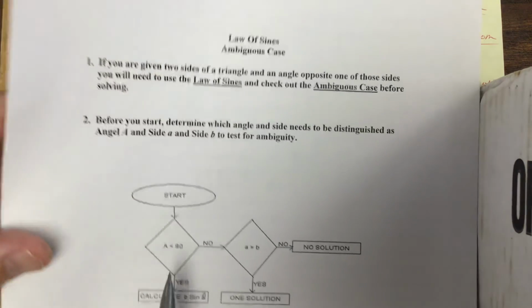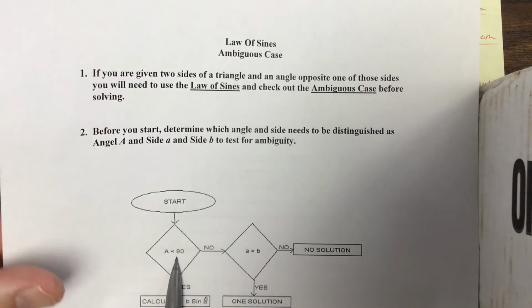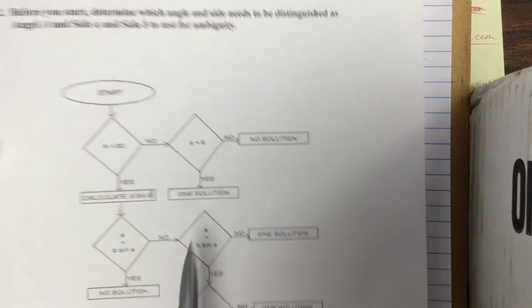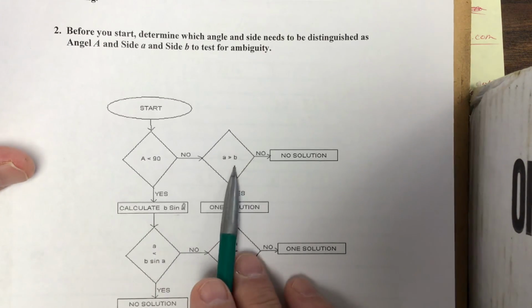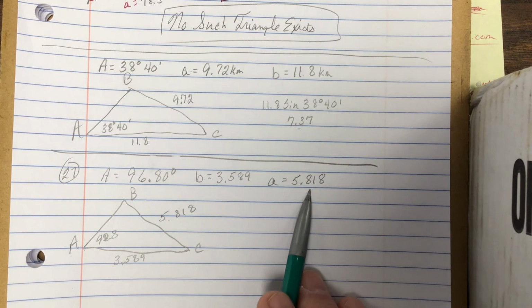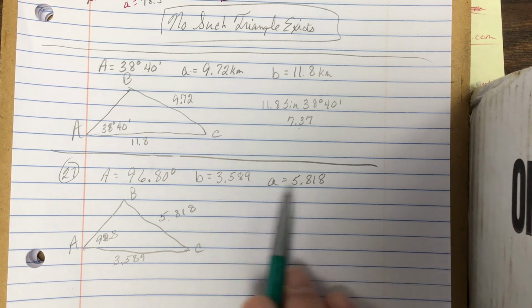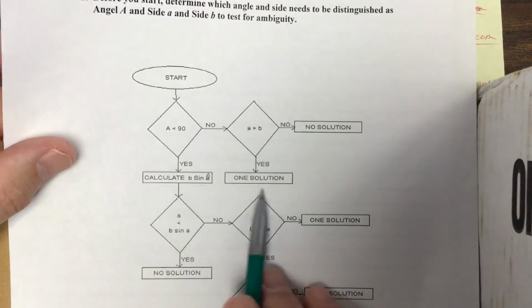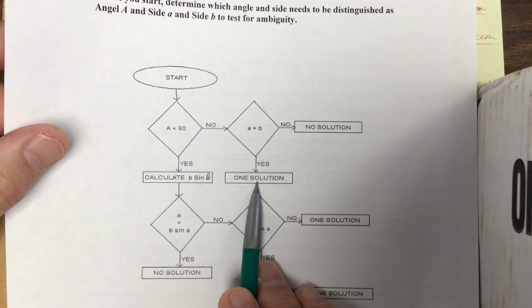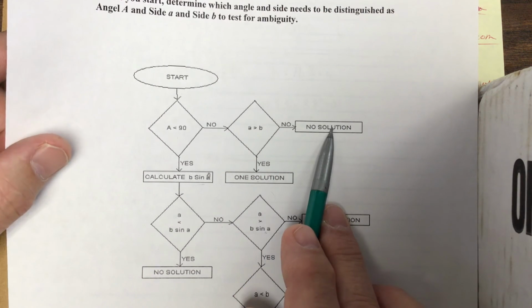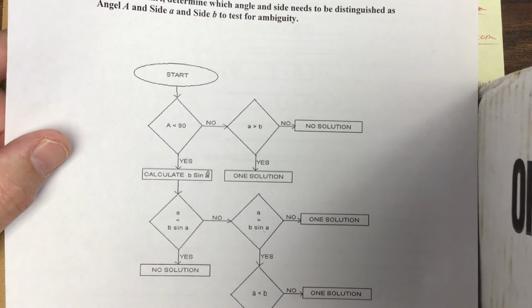So we look. First question, is A less than 90? Well, A is 96 point something, so that's not less than 90. So the answer is no. Is A greater than B? A is 5 point something and B is 3.5. So 5 is bigger. A is greater than B. The answer is yes. And so that tells me that there's one solution. Of course, obviously, if the answer was no, there would be no solution. But that's how you use it if the angle's bigger than 90.